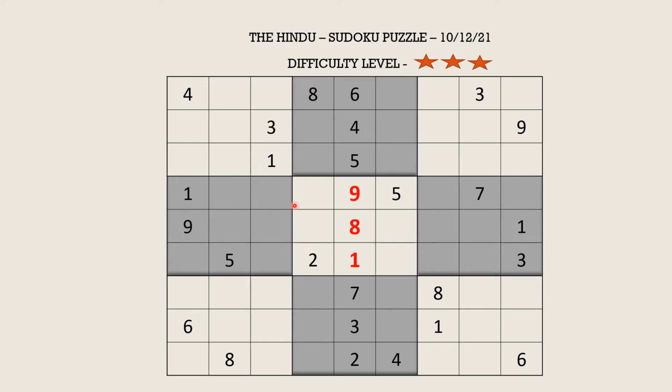Now let's check for 1 across rows and columns. Here we have two ones. So we have a 1 in one of these two cells. Already there is a 1 blocking here. So this cell takes 1. So this 1 blocks here and this 1 blocks these two cells. So this cell takes 1.